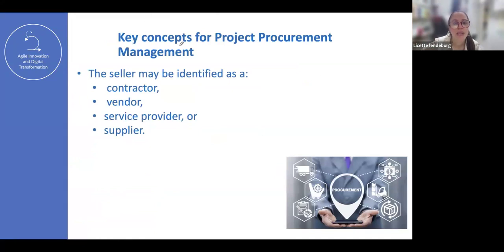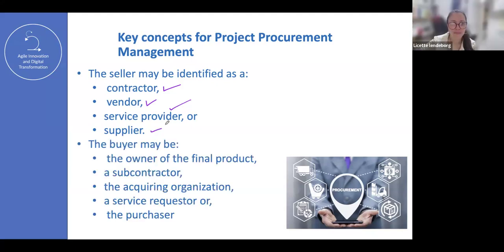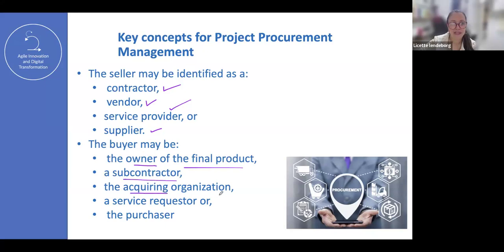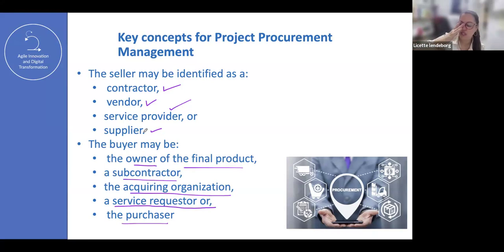Ms. Jules, key concepts for procurement management. The seller may be identified as a contractor, vendor, service provider, or supplier. The buyer may be the owner of the final product, a subcontractor, the acquiring organization, a service requester, or the purchaser. As you can see here, this is all about names and names and names.